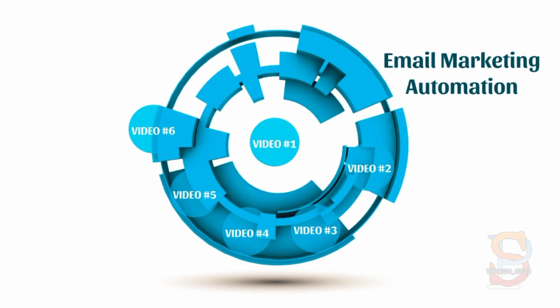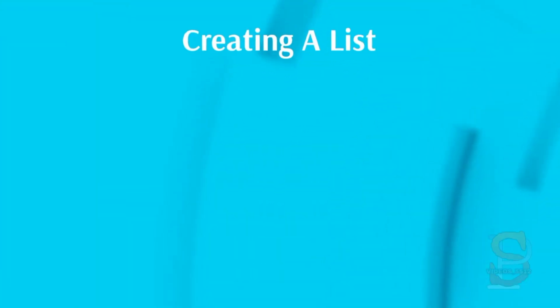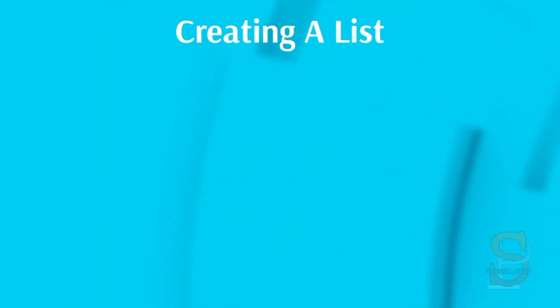Welcome to video number 6, and we're going to start getting technical, and I'm going to show you how to create a list within GetResponse. And a list is basically the first step. You can think of it like your campaign, and some autoresponder services will actually use campaign as the name of the list. So you'll see list, you'll see campaign, and it's pretty much all the same thing.